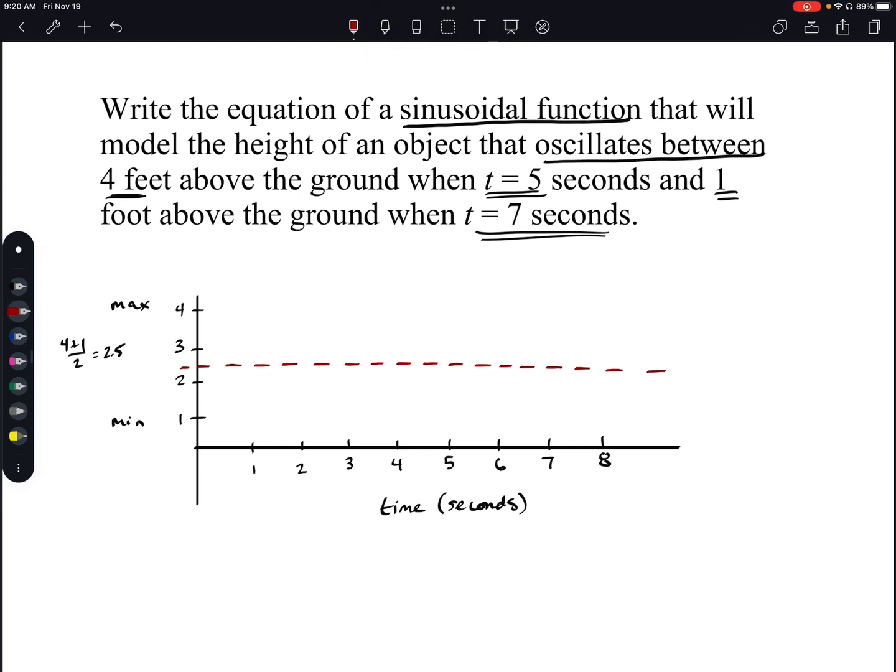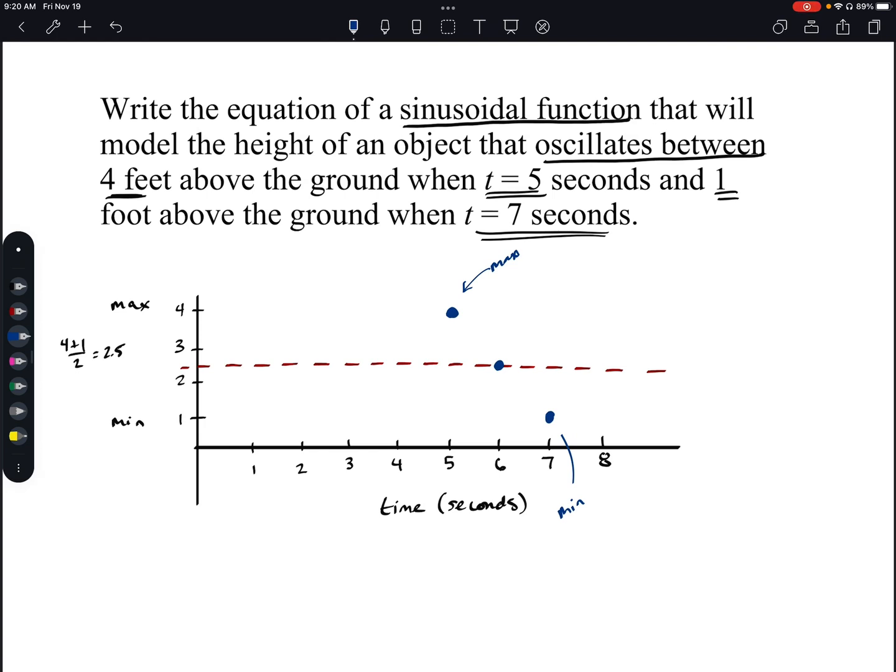Now let's plot down a couple of those points that we've got. So we said at 5 seconds it's 4 feet high. So that's the highest point, right? And then at 7 seconds, it's down to 1 foot. So when you think about it, if this is our max right here, and this one is our min, and they're basically 2 seconds apart, that means in the middle it should be hitting there at 6 seconds, on that midline.